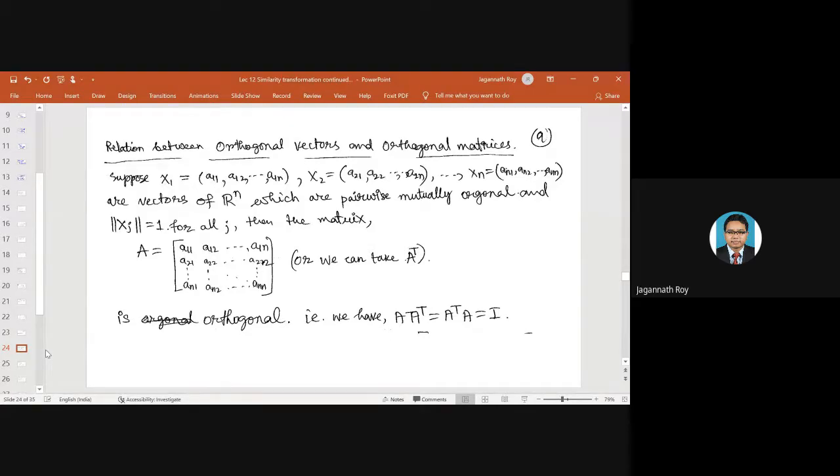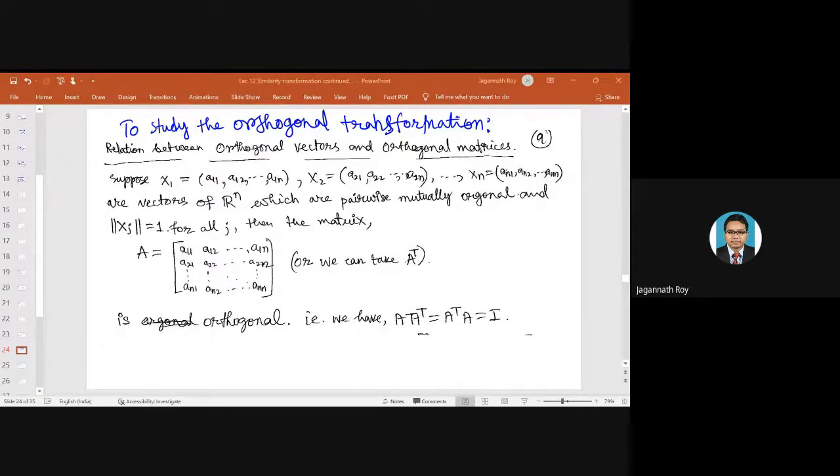Now I wanted to discuss this topic, but I will leave it today. The concept of orthogonal transformation of a matrix we will discuss next week. So till now, if you have any doubt, you can ask me.